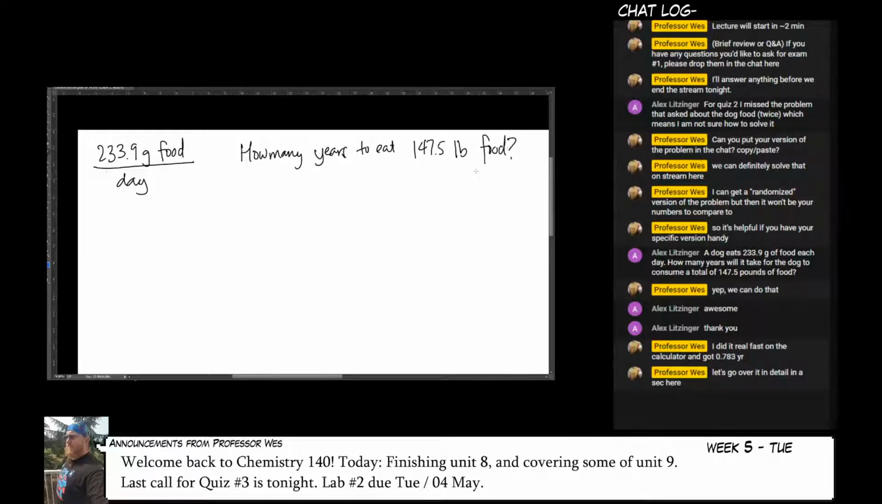Okay, so we're going to start with that number, but we're going to do pounds of food because that's the number we're starting with. We can turn that into grams of food because we can look up the conversion from pounds to grams. And if you know the number of grams of food he eats total, then you know the number of days that will take using this relationship right here.